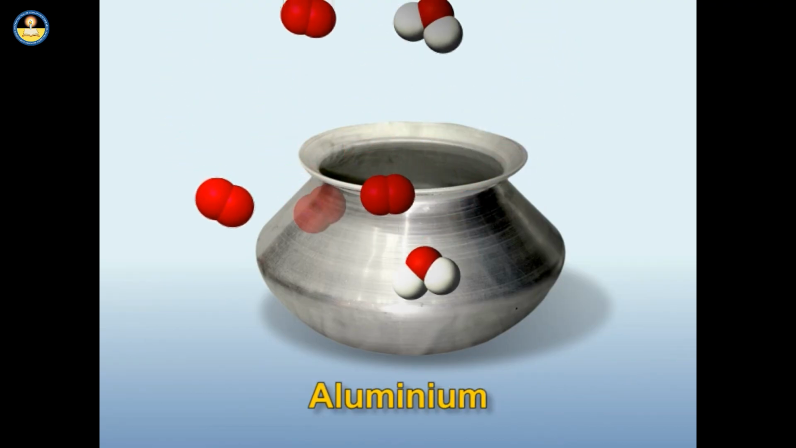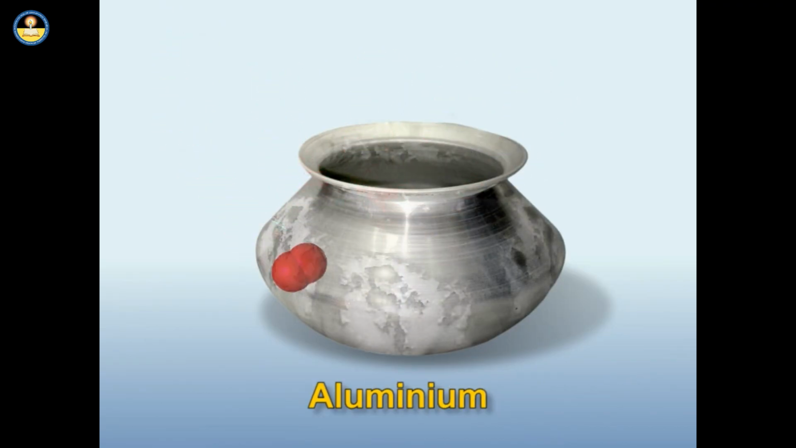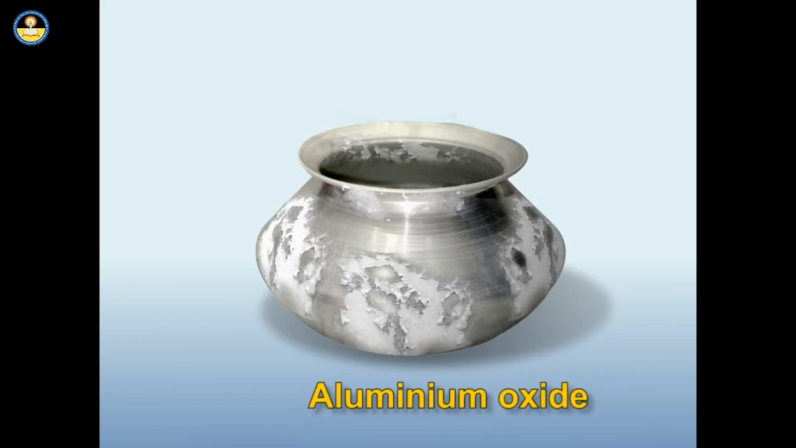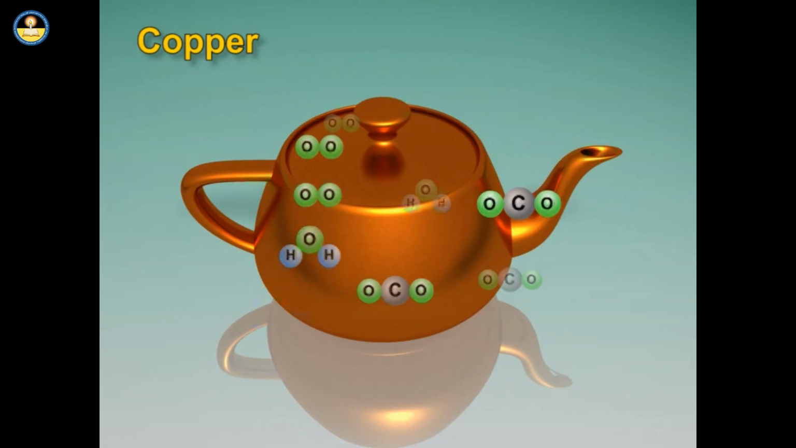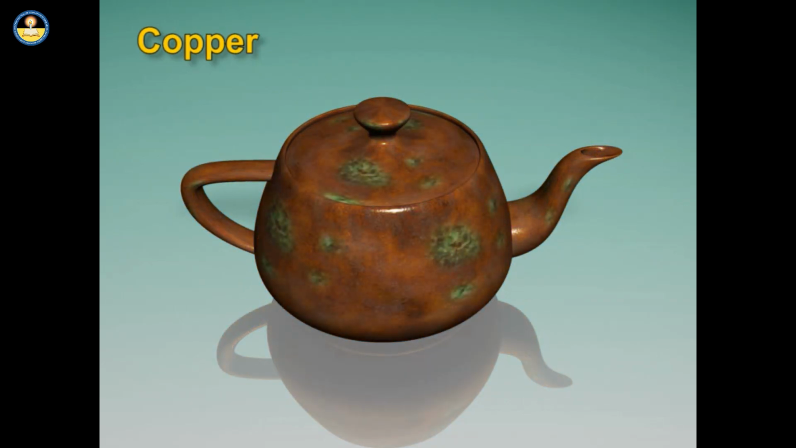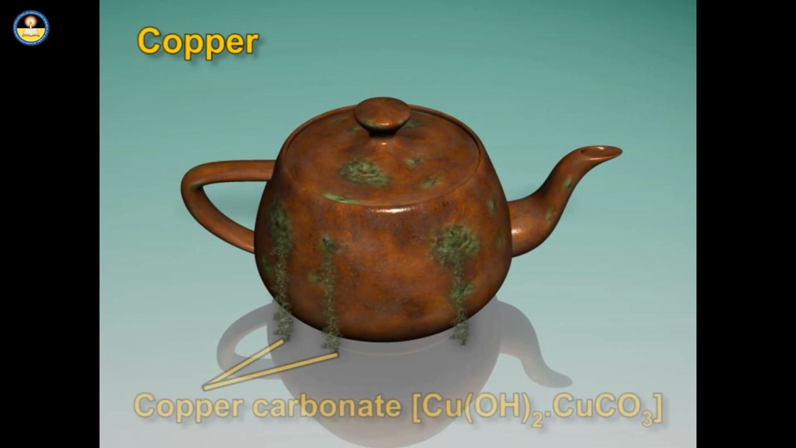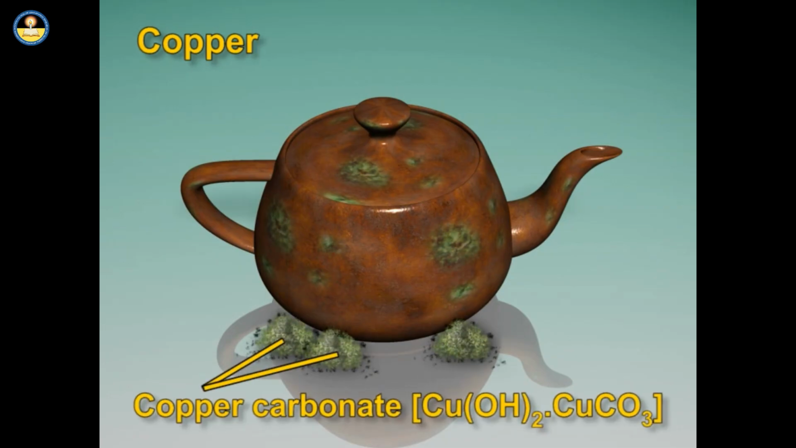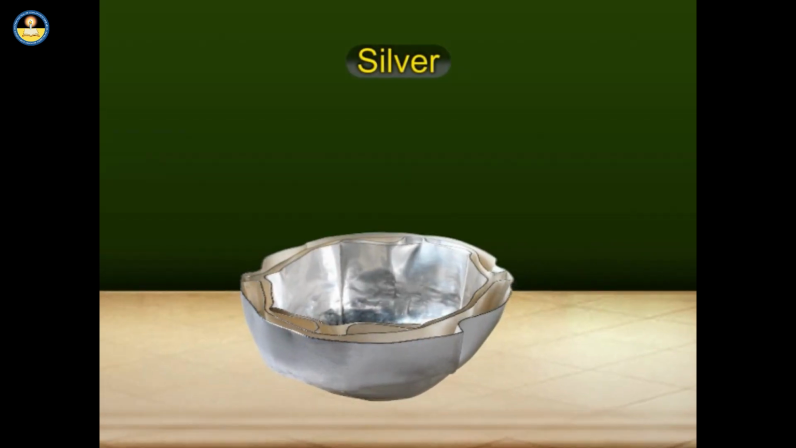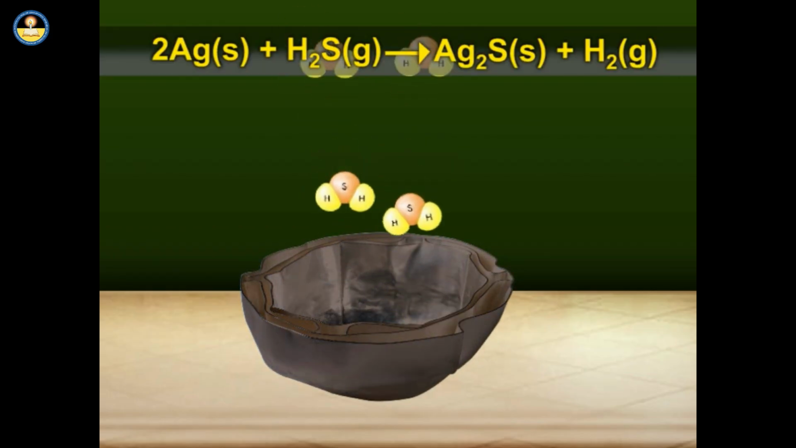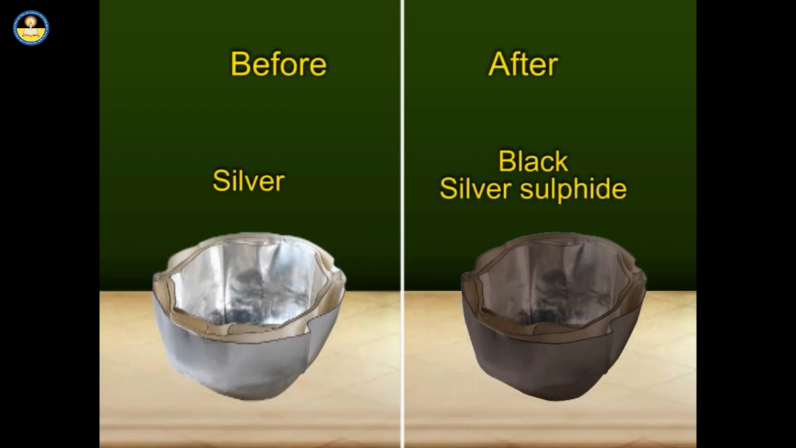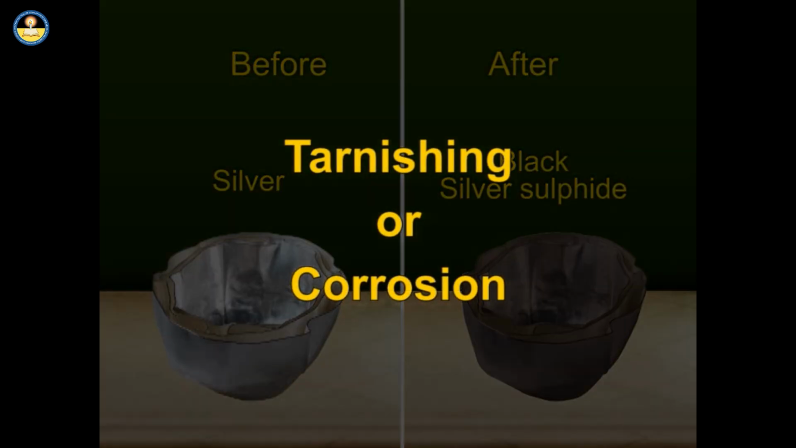Aluminium, when exposed to air, forms a protective dull layer of aluminium oxide. Copper, when exposed to moist air, gets coated with a green layer due to the formation of basic copper carbonate, that is Cu(OH)2·CuCO3. Silver acquires a black shade due to formation of silver sulfide. This is called tarnishing or corrosion.